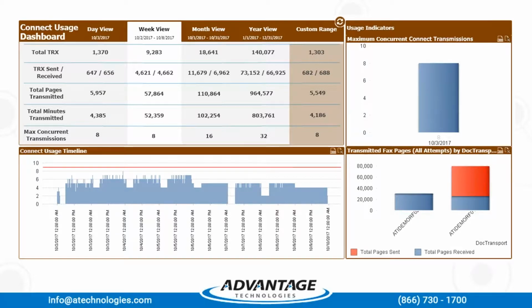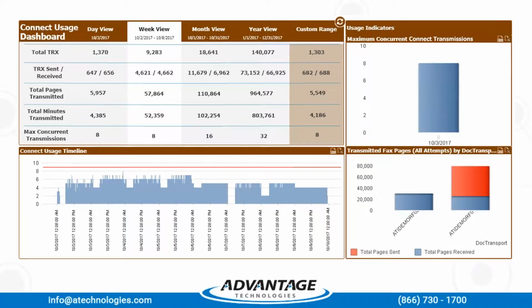At the bottom, you get the max concurrent transmissions, just to keep track of your peak sending periods. If you wanted to look back at what it would look like, this is how many faxes you would be sending at the same time. Down at the bottom of this sheet, you get your Connect usage timeline, which is a trend chart. This will show you when you're sending faxes and how often those are coming. You'll see this traffic goes up and down over time as people use the system.